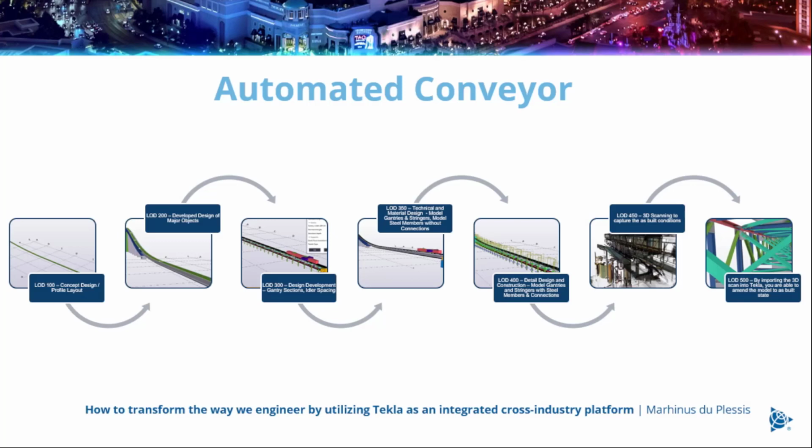From there we go over to level of detail 200, which has all the major objects and geometries of this belt. Level of detail 300 takes those geometries and breaks them up into smaller pieces. 350 takes those smaller pieces and converts it to structural steel. Level of detail 400 then connects it up. And 450 is generally a 3D scan on site. We import that scan into Tekla, and then in level of detail 500 we are able to update the model to be exactly what is on site.